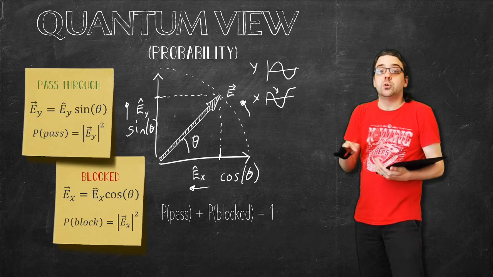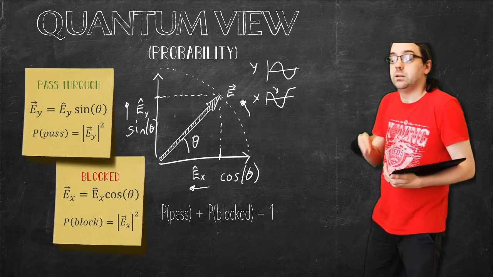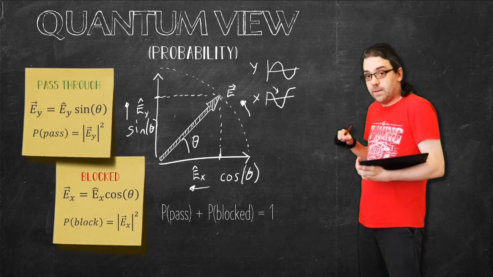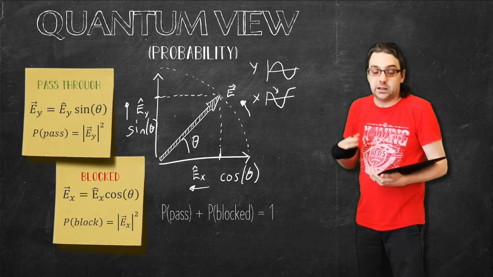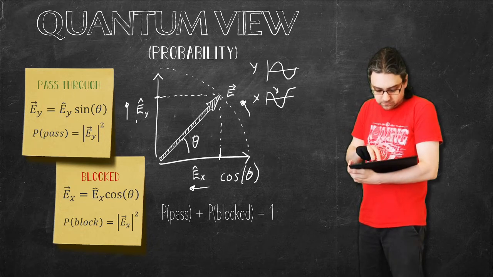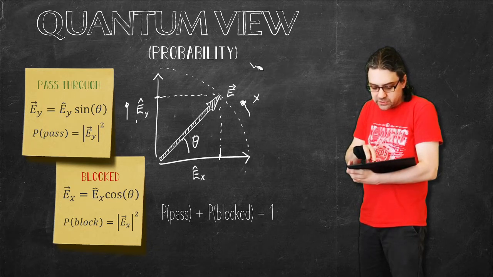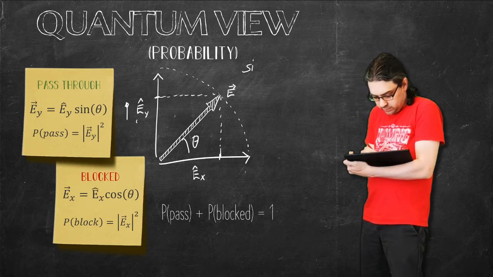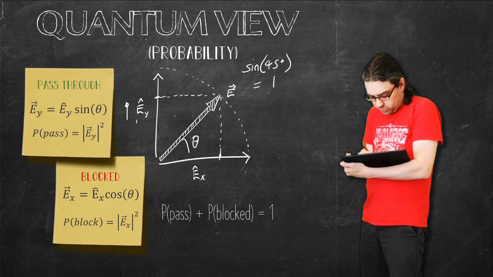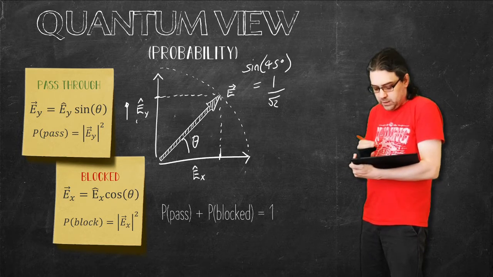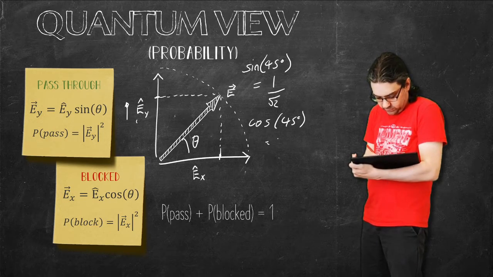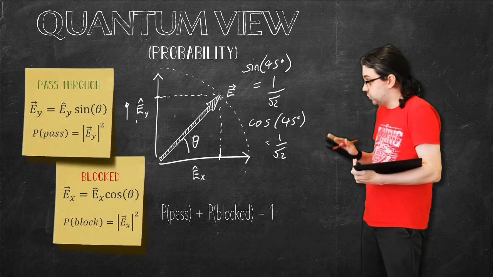But sine and cosine of that angle don't give us a probability directly. We have to square those values in order to get a probability. And there's a couple of quick justifications of that coming up right now. If we took sine 45 degrees, for instance, that is equal to 1 over square root 2. Now, if we take cosine of 45 degrees, that is also equal to 1 over square root 2.